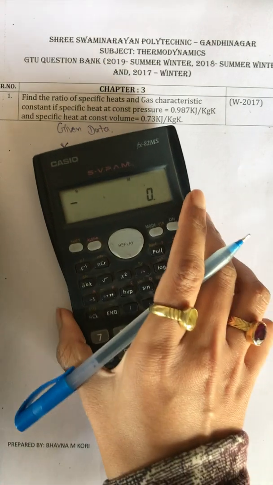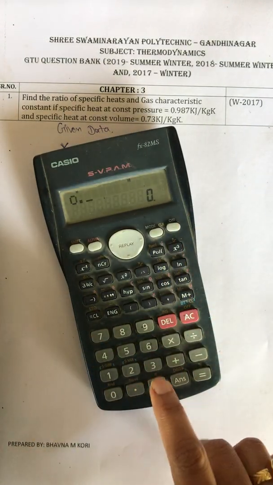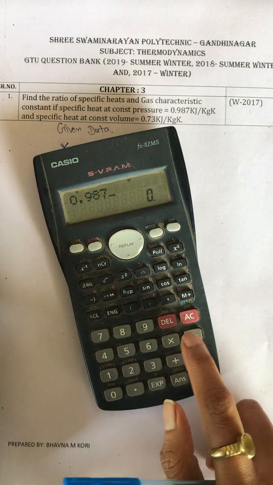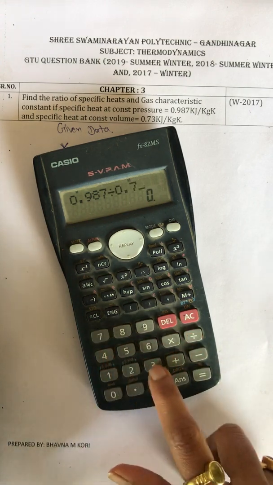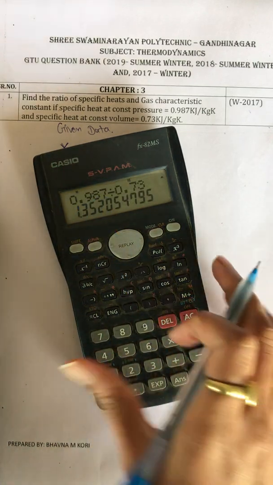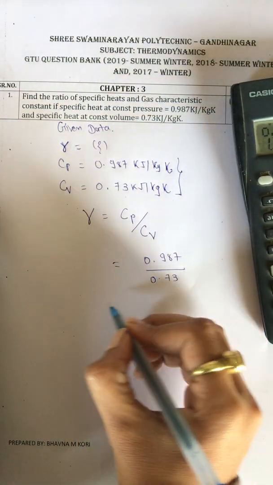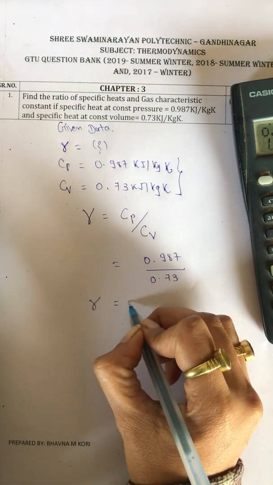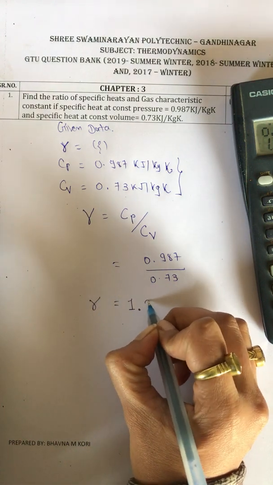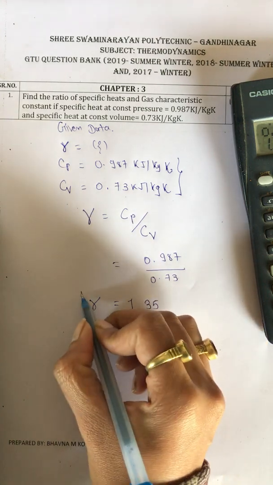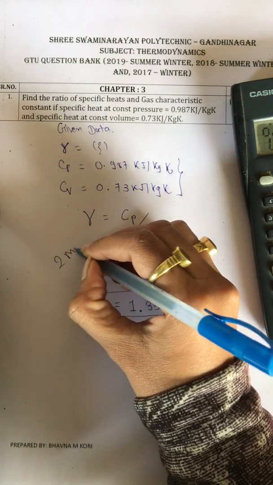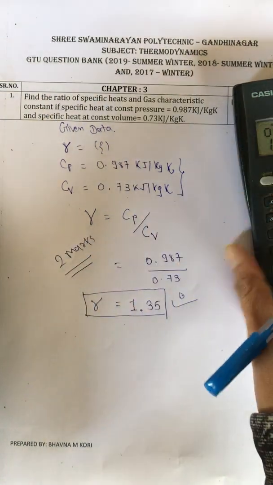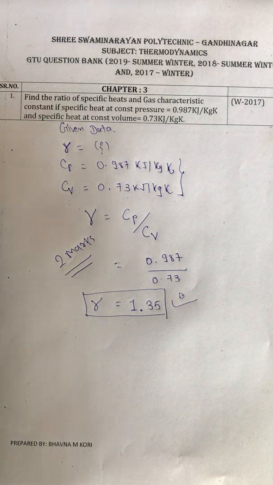So that is 0.987 divided by 0.73, and you will get the value 1.35. So we find the value of gamma, that is 1.35. So this is the answer. And this example was asked for 2 marks in winter 2017. Okay, so this is the solution for this particular example.